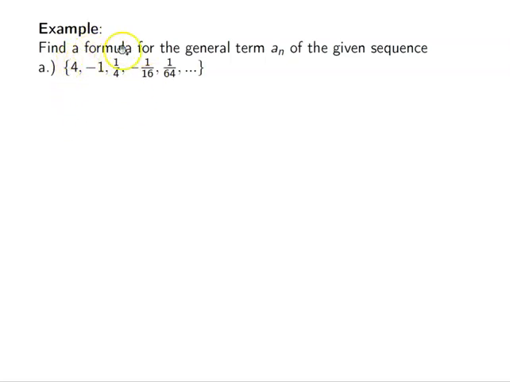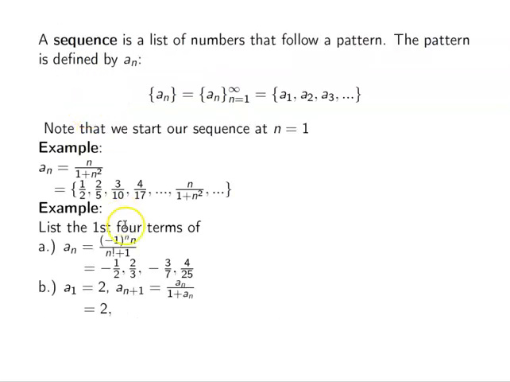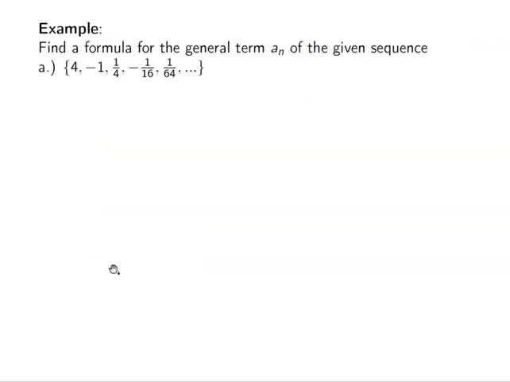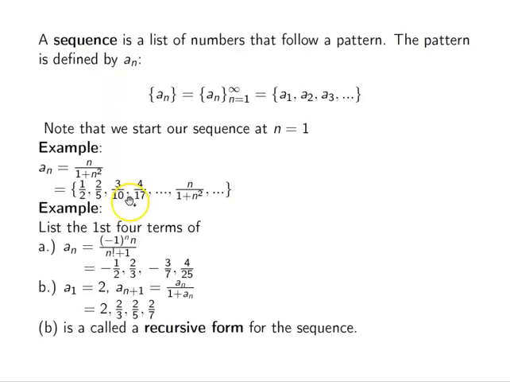Positive, negative, positive, negative, positive. The next one should be negative, right? And it'll continue to alternate forever. Now, in our previous example, when I had -1 to the n, I started off with a negative. Here, I'm starting off with a positive.